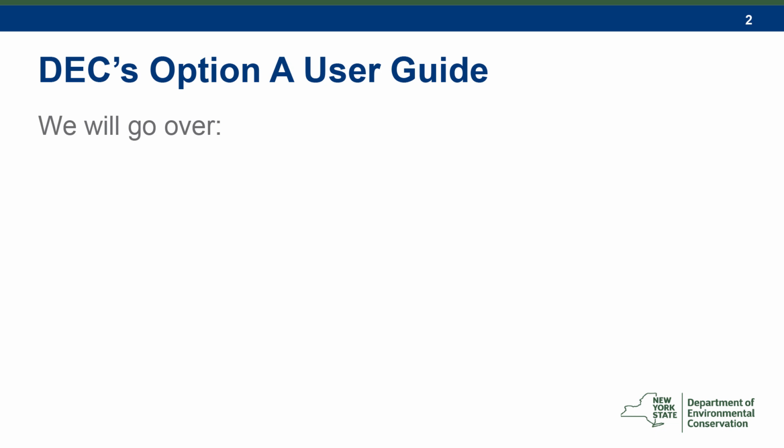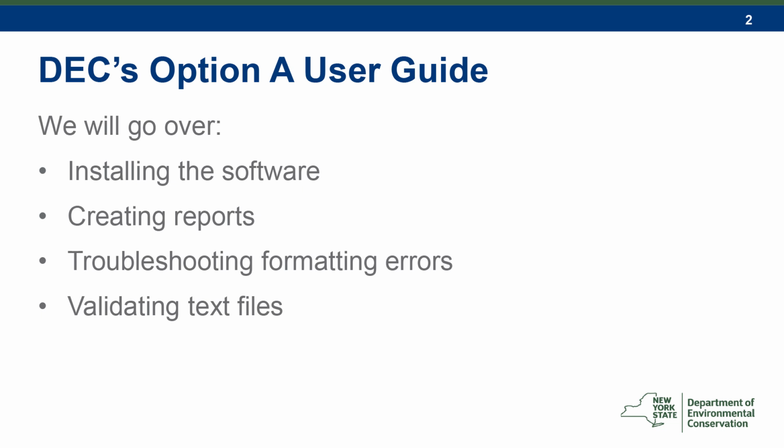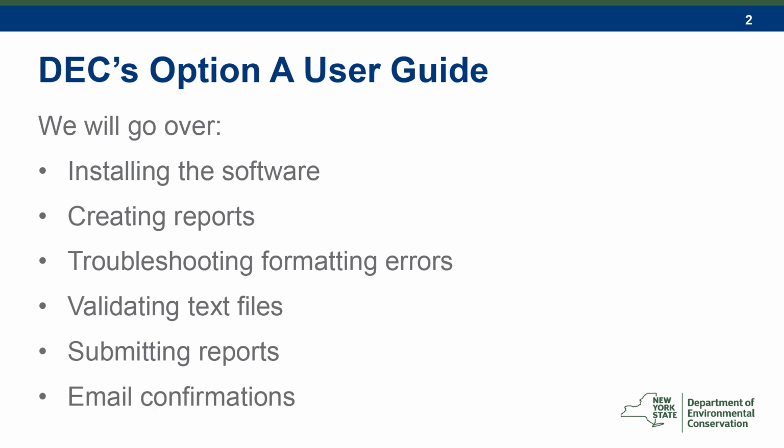In this video, we will go over how to install Option A onto your computer, create reports using the assistive functions, how to troubleshoot formatting errors, how to use the software to validate third-party text files, how to submit your report to DEC using both the software and the reporting website, and lastly, we will go over the email confirmations you receive from DEC after you submit your report.